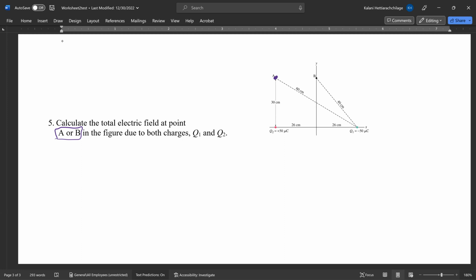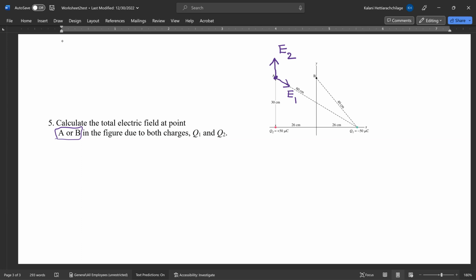Now, as soon as you label the point of interest, you should draw the free-body diagram at that place. That is my next step. Now, drawing the free-body diagram, we are doing electric field, not forces. So now I have a positive charge here. The positive charge is Q2, which will create electric field outward from the positive charge. I'm going to label it as E2. And then Q1 I have here. Q1 is a negative charge that will create the electric field towards the negative charge, that is E1. Okay, so now I have E1 and E2.